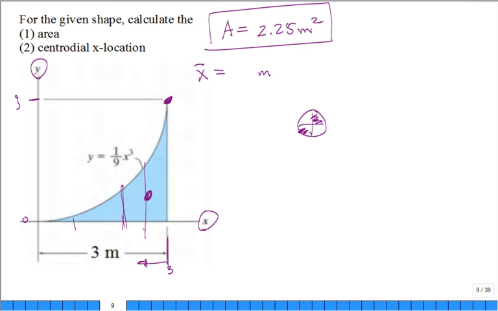But now begin the process of calculating this x bar. And then later we could ask, what is y bar? But that's not been asked right now. Don't calculate it. Just calculate x bar, the x location of the centroid of that area. Professor, I need a cheat sheet. You don't need a cheat sheet.